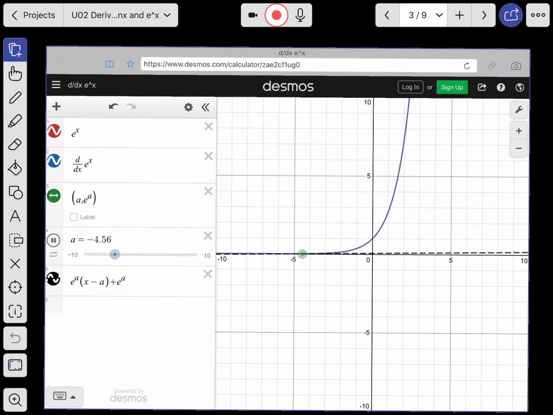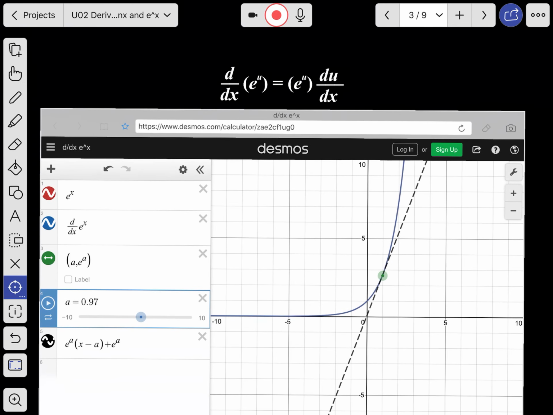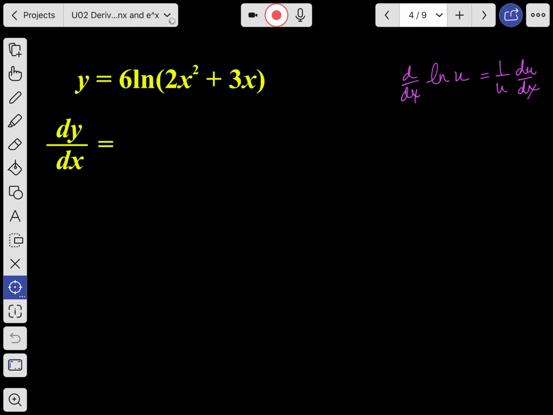Well, the derivative of e to the x is exactly itself, e to the x. Of course, don't forget the chain. So the derivative of e to the u is equal to e to the u times du dx. So those aren't too bad. Let's take a look at some examples.